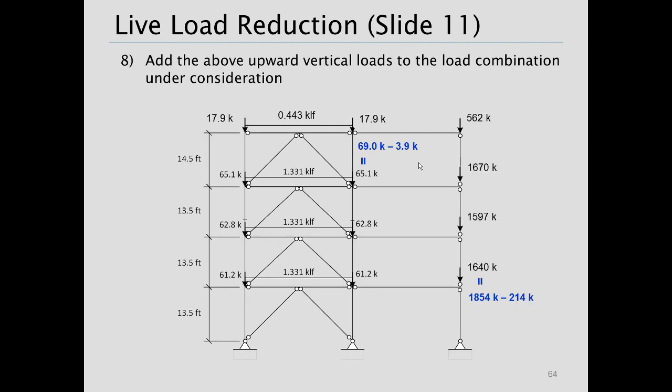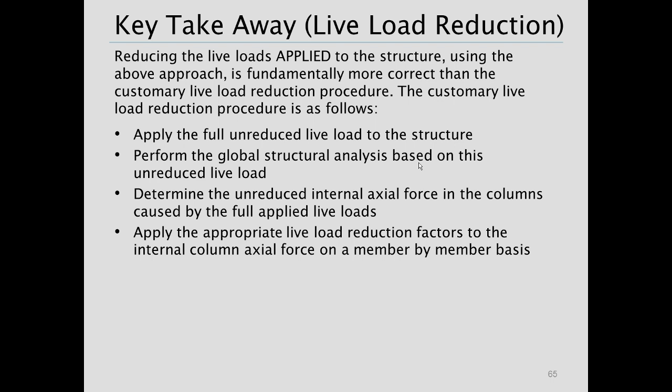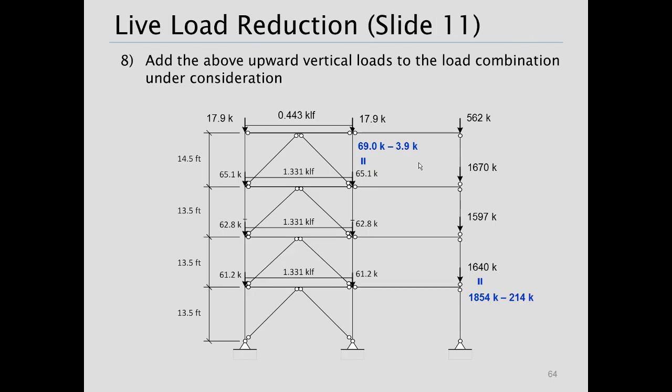Now let's add those loads in, these upward vertical loads we've just calculated, to the load combination we already had. For example, at the 4th story level, we had a concentrated load of 69 coming in to the column, but now we've just figured that we can subtract 3.9 at that level. Down at the 1st floor level, we had 1854. We can subtract 214 kips. So basically that's giving us the live load reduction effect.